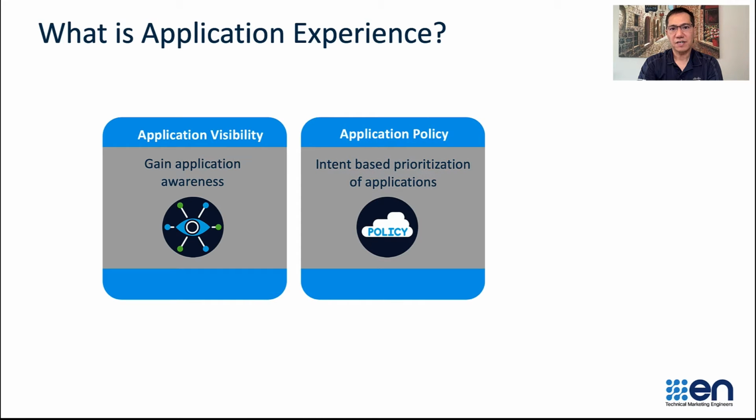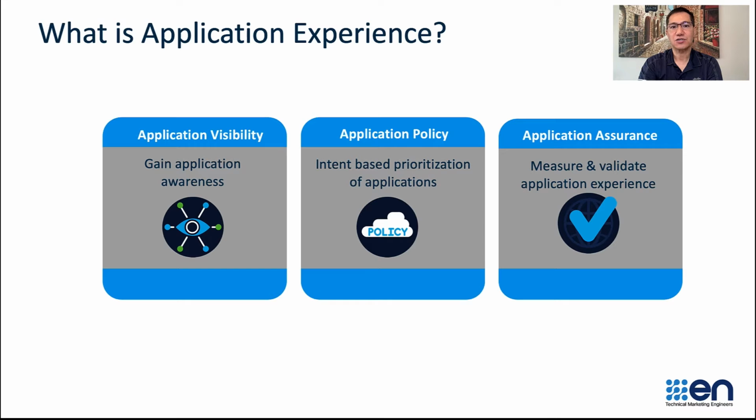The second component of AppX is application policy. This component is about controlling application network resource usage by defining and applying QoS policies. The last of the three components is application assurance. This component entails analyzing the telemetry data and presenting it in a meaningful way that allows users to measure and validate application performance and health.